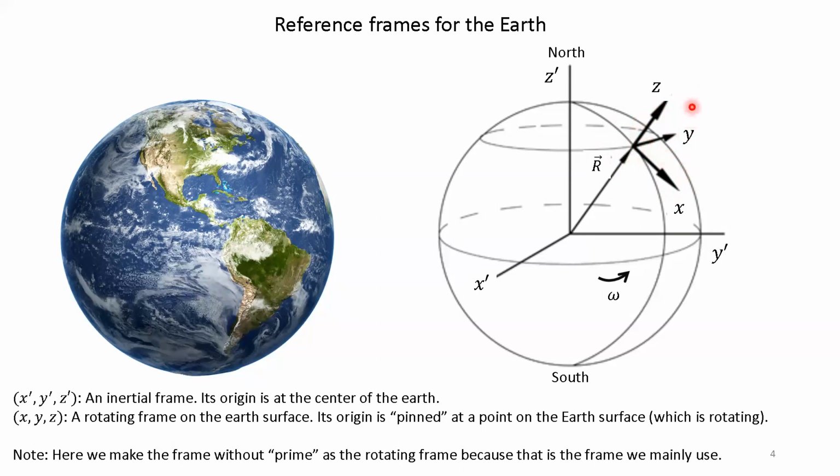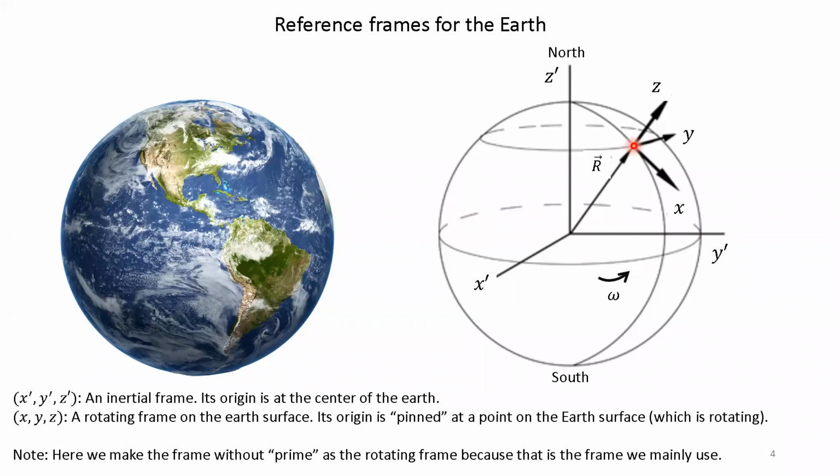Anyway, the rotating frame would be right over here. Just imagine that you're standing here, at a particular point on the Earth's surface, and you are always rotating.